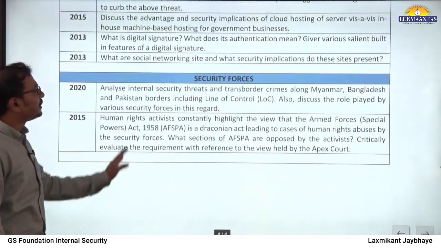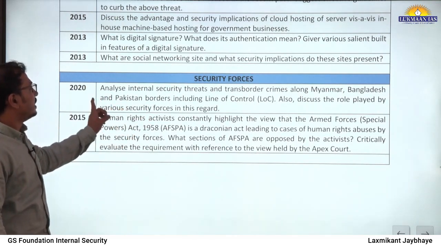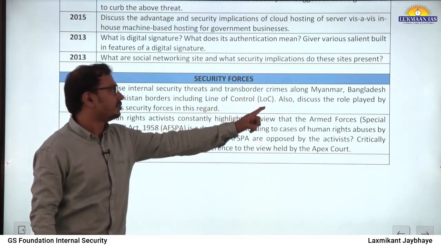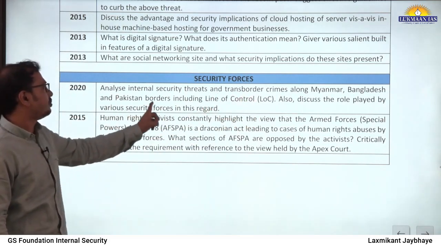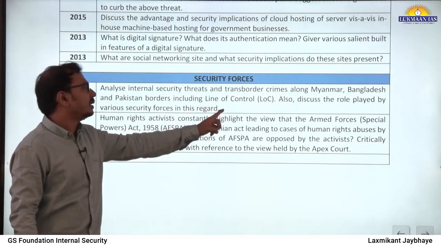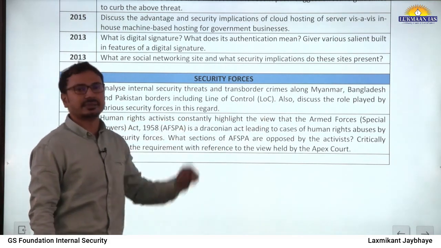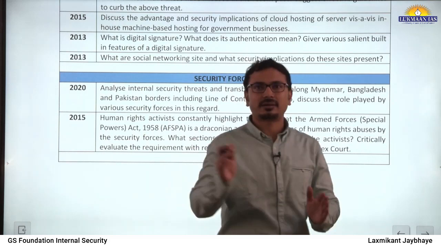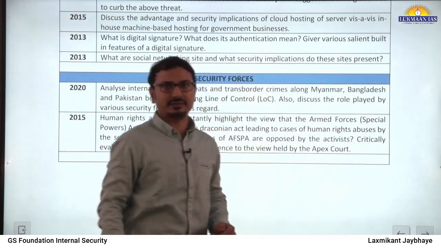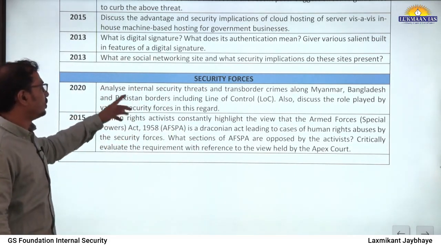Now you can see that security forces. So what kind of question was asked last year? Analyze the internal security threats and trans-border crimes along the Myanmar, Bangladesh and Pakistan borders, including LOC. Also discuss the role played by various security forces in this regard. So half part border management challenge, half part security forces related. Okay, but largely you can see only 2 questions are asked.